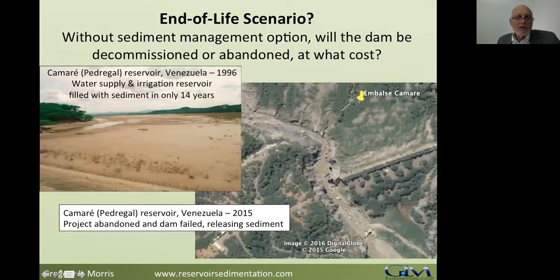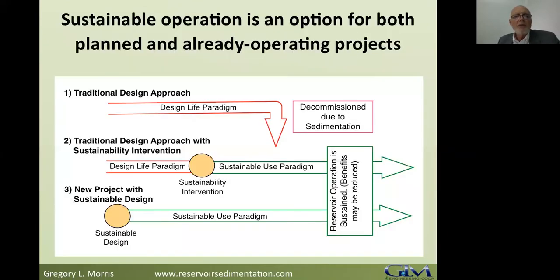The dam, it's an earthen dam, it's completely failed, and all the sediment is coming out of the watershed. You see the slump failures inside the reservoir. So this is the type of future that can happen if we don't do something with sediment.